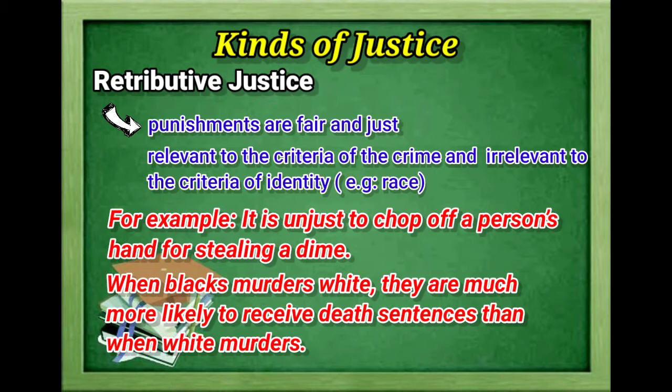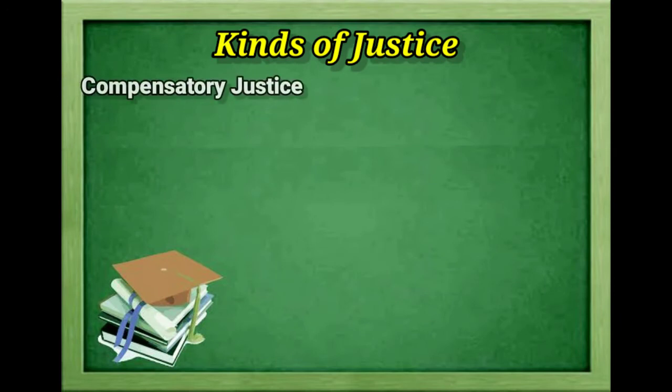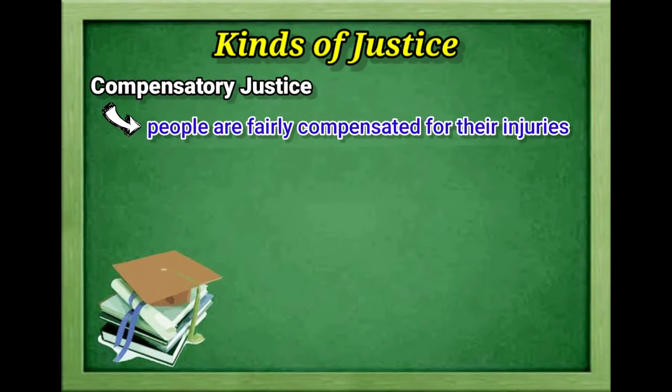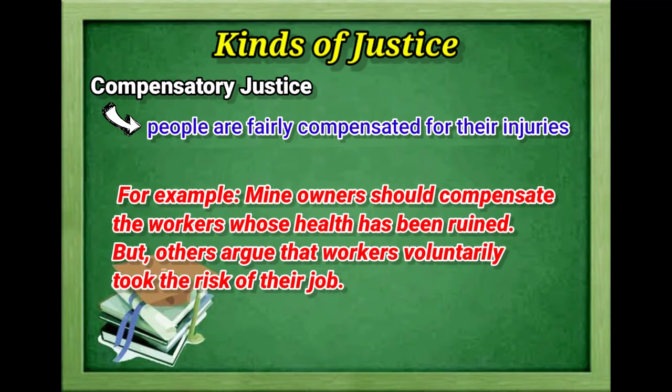The third and last justice is compensatory justice. This refers to the extent to which people are fairly compensated for their injuries by those who have injured them. Just compensation is proportional to the loss inflicted on a person. For example, mine owners should compensate the workers whose health has been ruined. But others argue that workers voluntarily took the risk of their job.